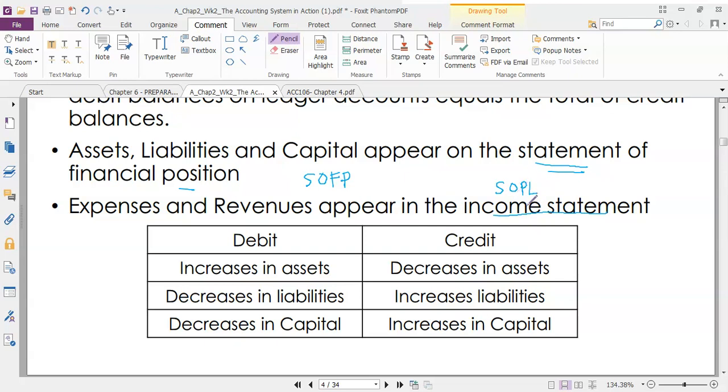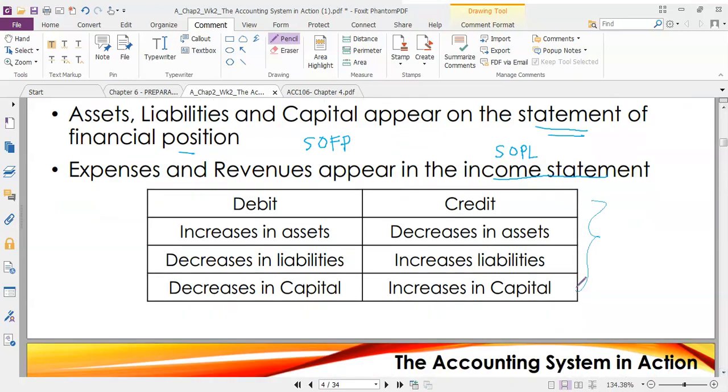Refer kepada slide yang atas tadi, saya dah introducekan two types of financial statement. That is SOFP, statement of financial position. Expenses and revenue appear in the income statement, that is SOPL, statement of profit and loss. Apa yang diterangkan dekat sini sama macam equation yang saya ajar tadi, inter-expanded equation yang saya dah ajar dekat atas tadi, iaitu AED.